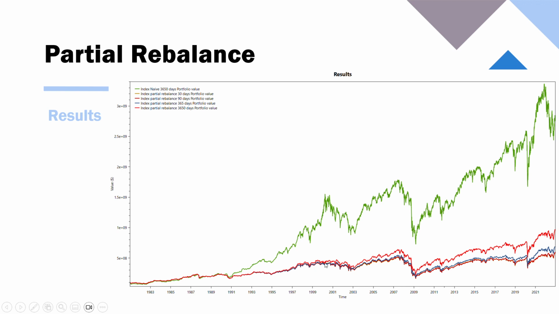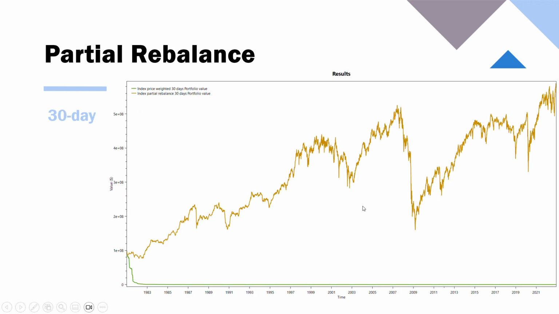So we're still well below the best results of the naive approach, but all of our partial results are actually quite close together, which is good. That was one of our criteria. And if we just look at 30 days, which is the worst, and we compare it to the naive approach, definite massive improvement.